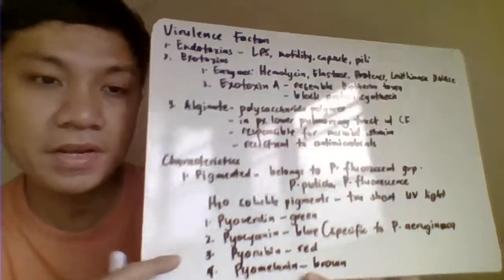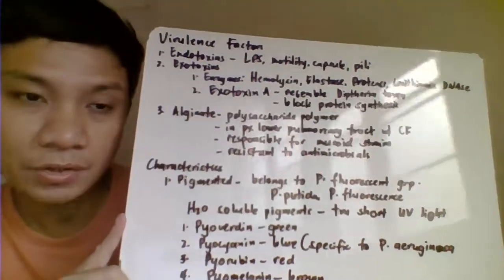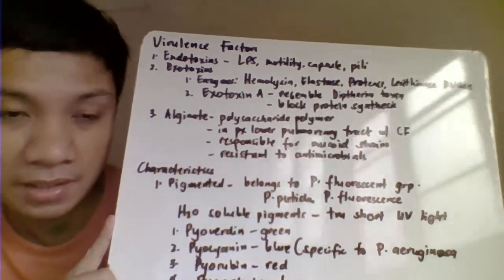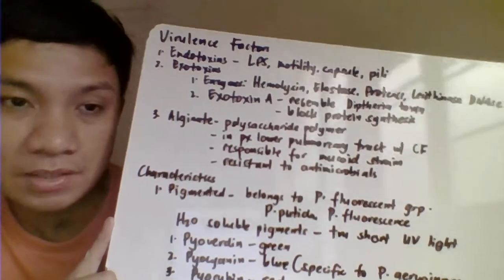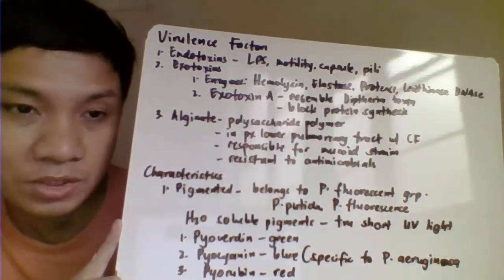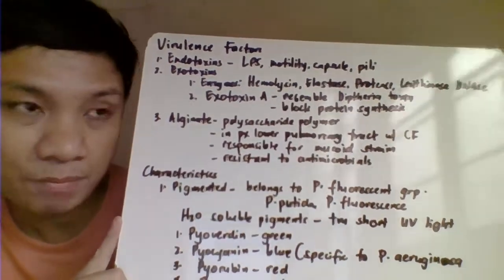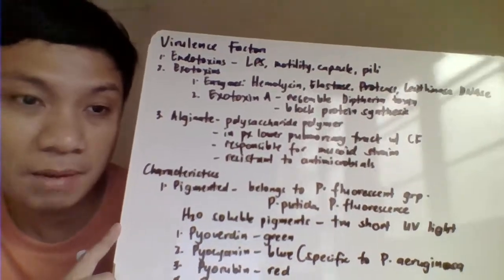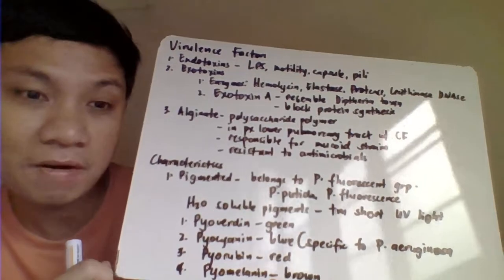Okay, then we have the virulence factors responsible for the pathogenicity of Pseudomonas aeruginosa. The first one is endotoxin. This is the toxin that is attached to the bacterial cells. Being gram-negative, it has an endotoxin, which is the LPS component of its outer membrane.